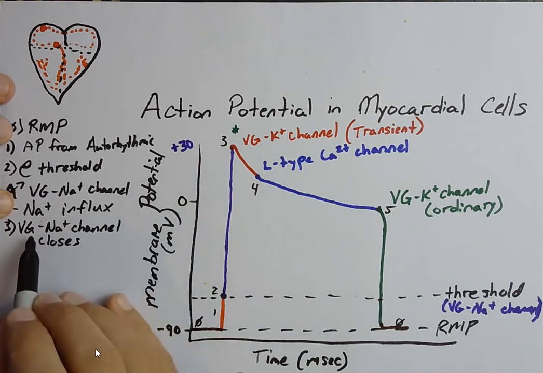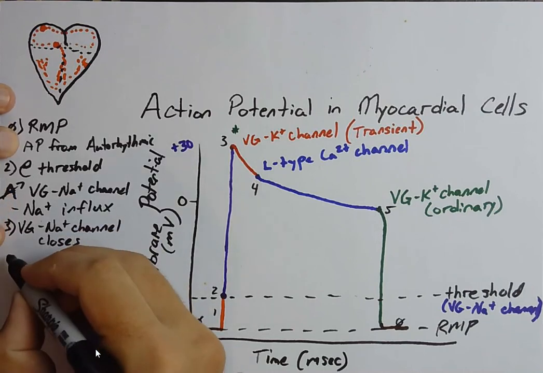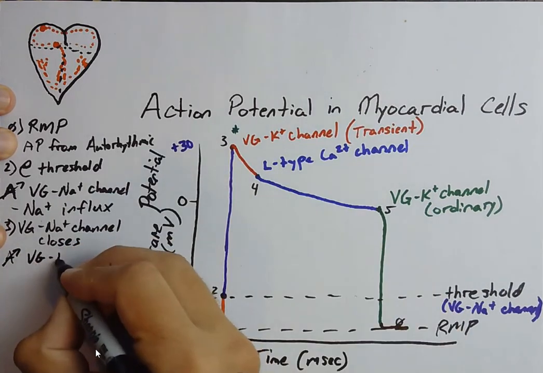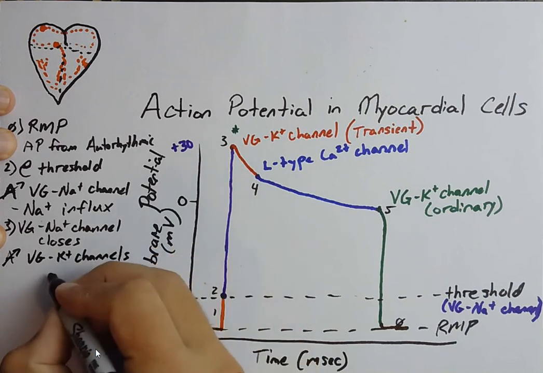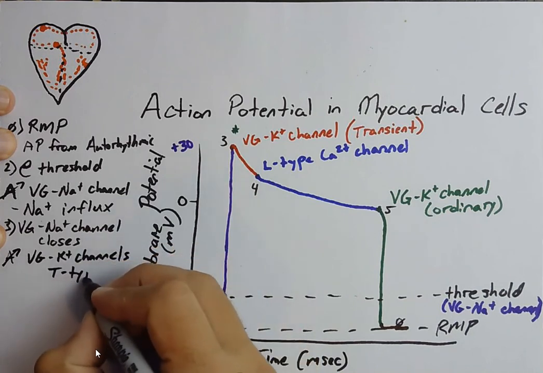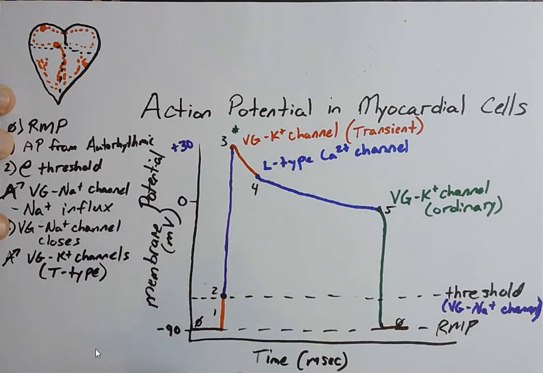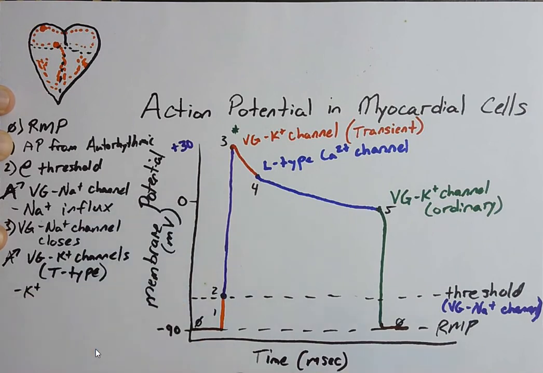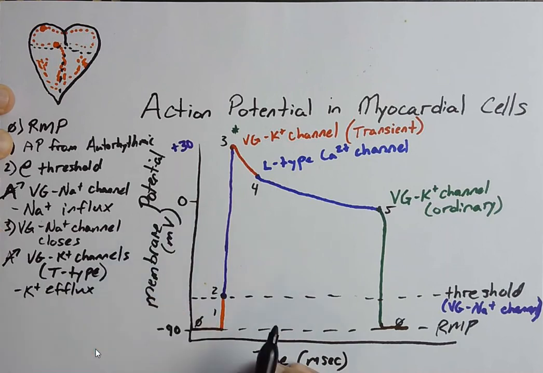So that's why you should make sure that you understand that they must close. At which time the voltage-gated sodium channel closes, what's going to happen next is that we're going to be activating the voltage-gated potassium channels. That's happening next. These are the T-type. Okay, they're the transient type voltage-gated potassium channel. And when they open, what ion's going in what direction? We're going to get potassium efflux.